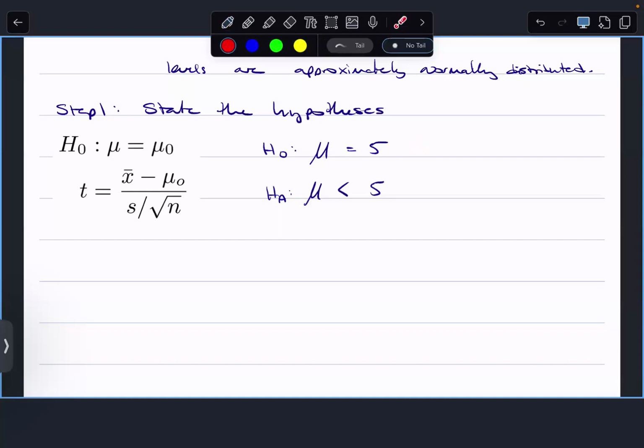I am going to make a note here. This means I have a one-sided test, right? I'm only concerned about anything less than 5. And so this is a one-sided test. We don't need that until we need to find the p-value, so we need a one-sided p-value.